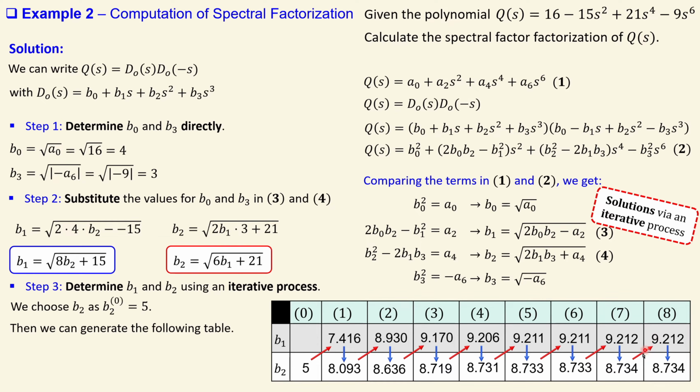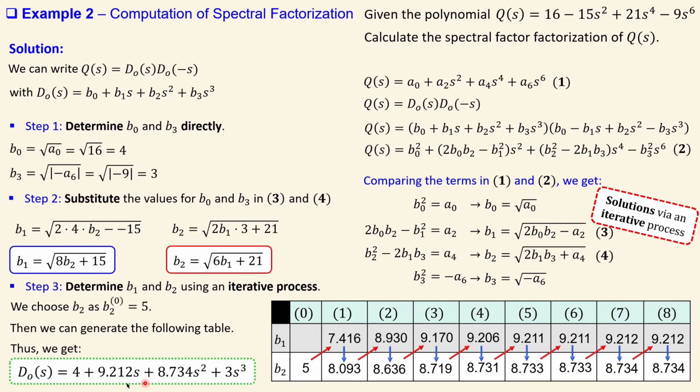So this is a nice solution, or a nice place to stop, because you can move on, of course, up to 100, but that's not really the case. So I think this is accurate enough, and we can say B1 is 9.21 and B2 is 8.73, or a little bit more accurate just as it is shown here. Then we can use our Hurwitz polynomial and substitute the B0, B1, B2 and B3, with B1 and B2 determined using this iterative process. Okay, that's for this example number 2.